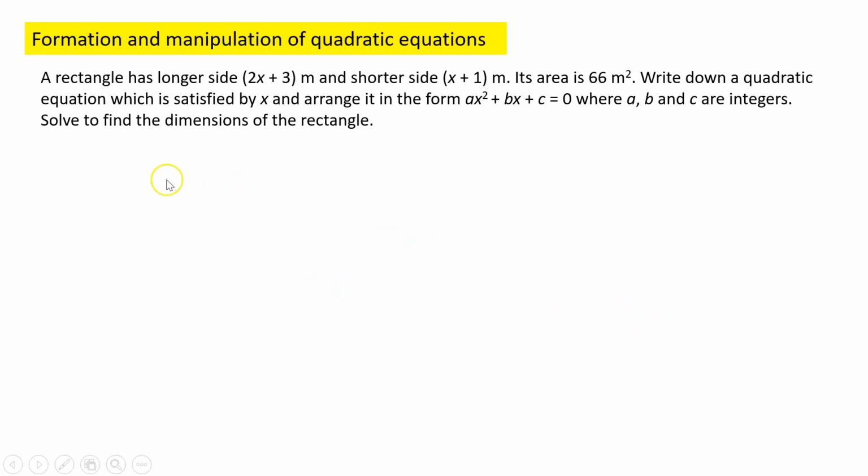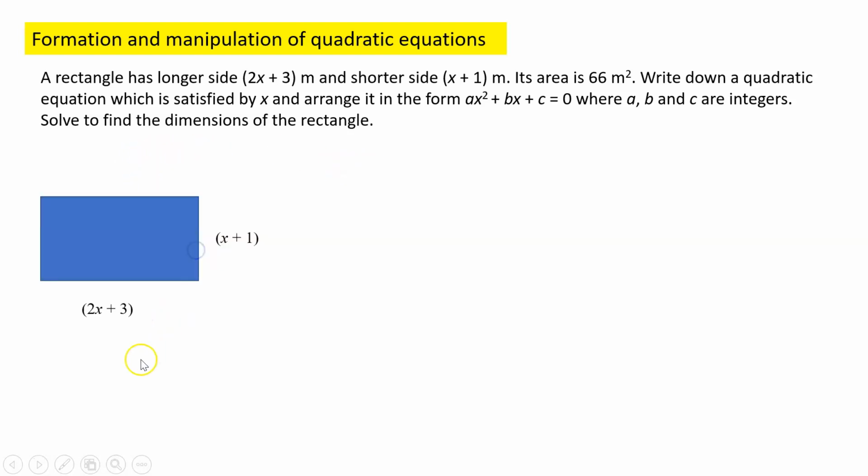Formation and manipulation of quadratic equations. So if we have a rectangle which has a longer side of 2x plus 3 meters and a shorter side of x plus 1 meters, and its area is 66 meters squared. So write down a quadratic equation which is satisfied by x and arrange it in the form ax squared plus bx plus c is equal to 0, where a, b and c are integers. Then solve this equation to find the dimensions of the rectangle.